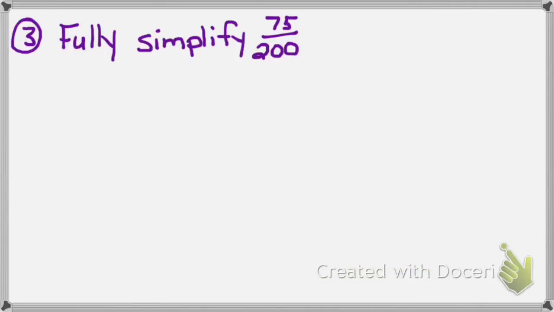Example number 3 says fully simplify 75/200. So I'll write down the given fraction 75/200. First thing I need to do is see if that's proper or improper. Will that work in a chicken fight? Yes, it will. That's a proper fraction. So all I need to do then is reduce.